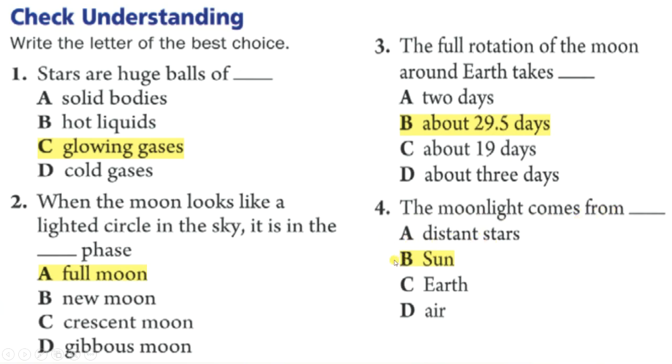4. The moonlight comes from A. Distant stars. B. Sun. C. Earth. D. Air. The correct answer is B. Sun.